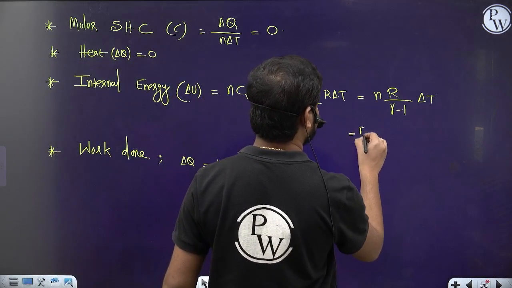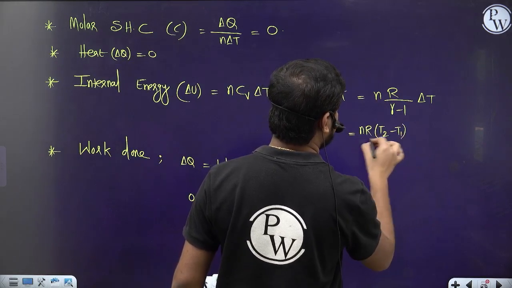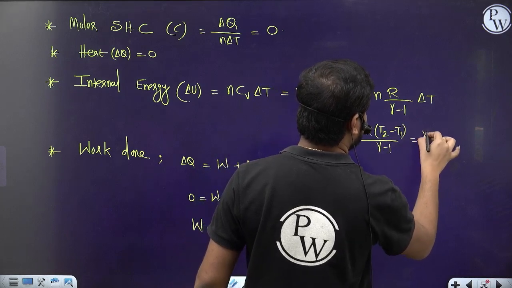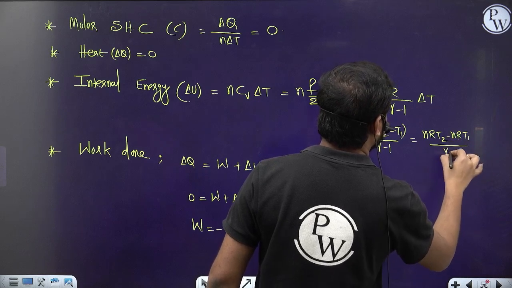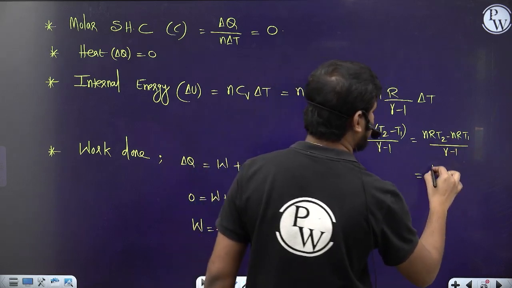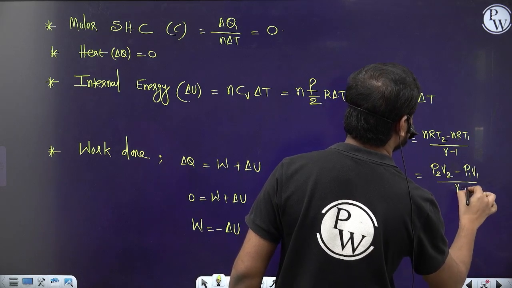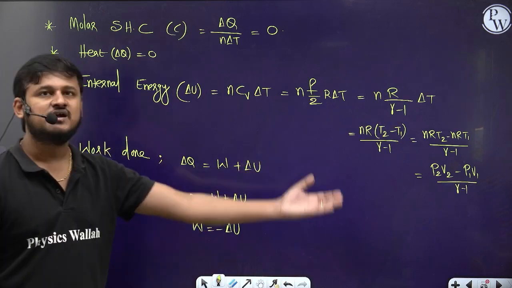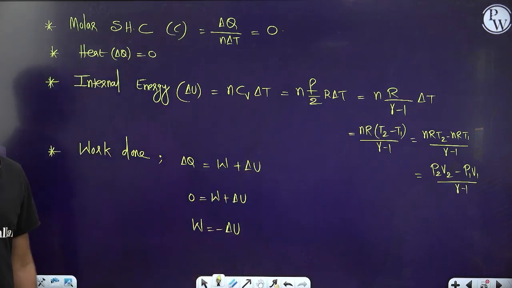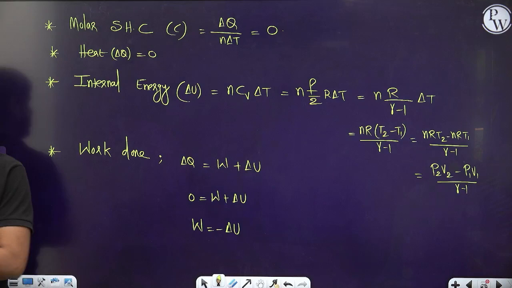Let's suppose I write nR delta T, which is nothing but T2 minus T1 by gamma minus 1. So here nR T2 minus nR T1 by gamma minus 1, which we can also write as P2 V2 minus P1 V1 by gamma minus 1. So you can substitute it here. So the work done is equal to the negative of the change in internal energy. You can substitute it over here. Done. Clear, everyone? Is this part clear? Clear.